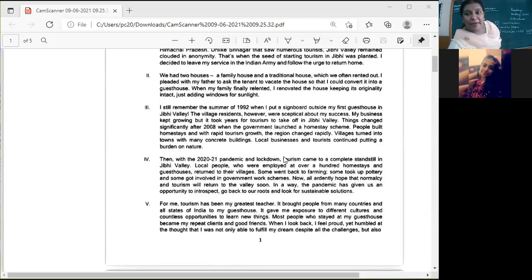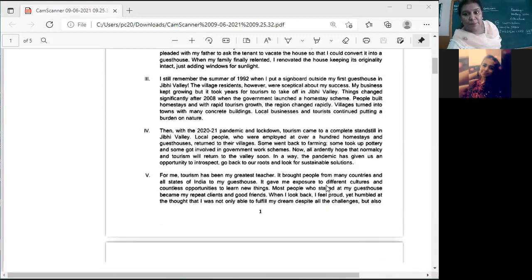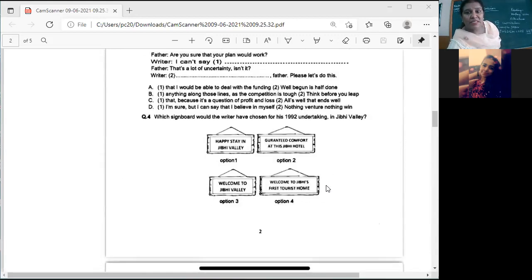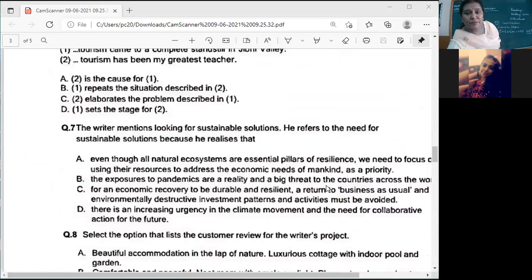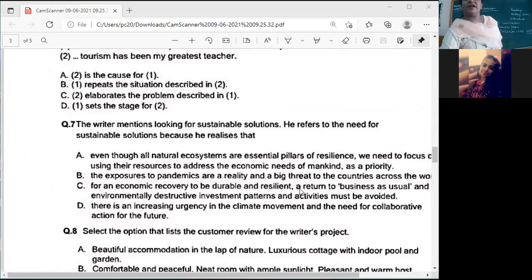With the 2021 pandemic and lockdown, tourism came to a standstill. Local people returned to the villages. Some went back to farming, some took up pottery. Now all ardently hope that normalcy in tourism will return in a way that has given us opportunity to introspect, go back to our roots and look for sustainable solutions. Now here, let us look at the question. Why does the writer refer to the need for sustainable solutions? What caused him to look for it? The pandemic?